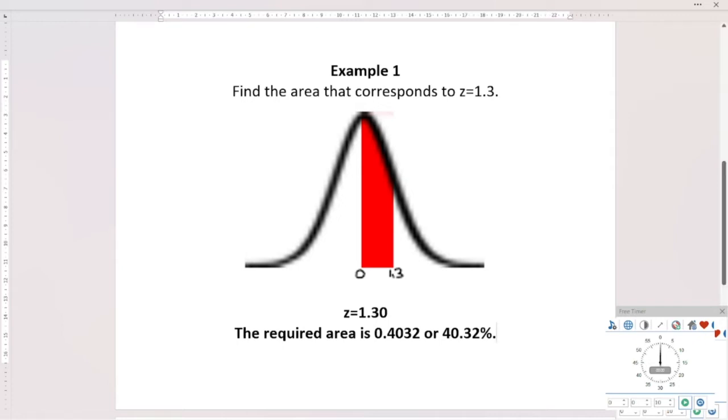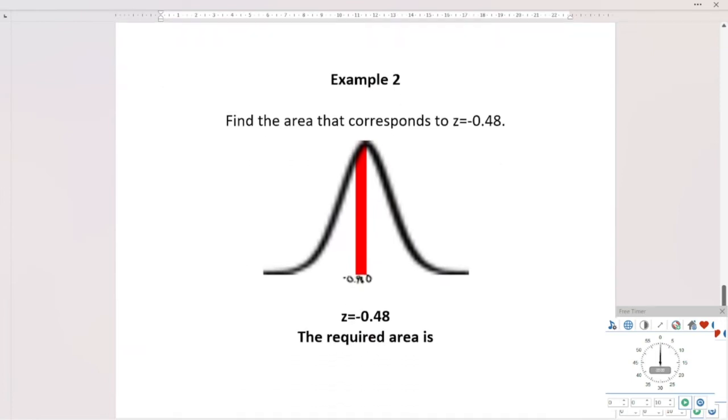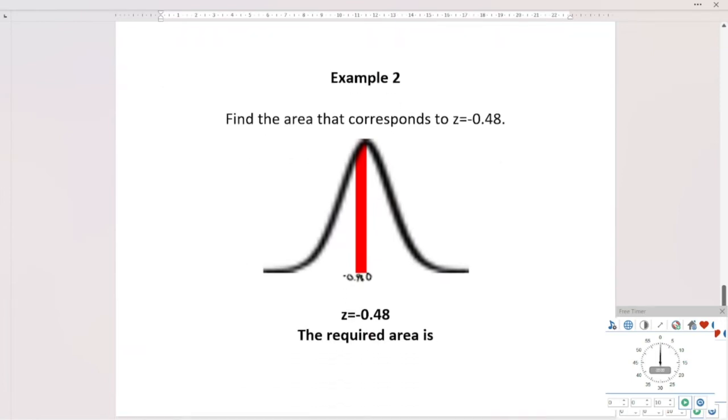Let's have our second example. Our second example is when the z-score is negative. That is, z is negative 0.48. When the z-score is negative, this indicates that the raw score that corresponds to the z-score is below the mean. As you can see here, the mean is 0 and it is below the mean.